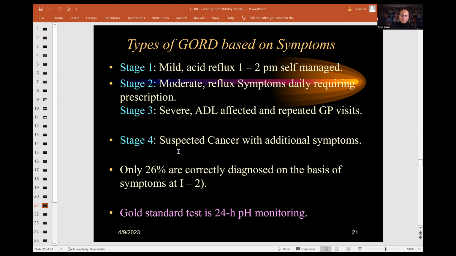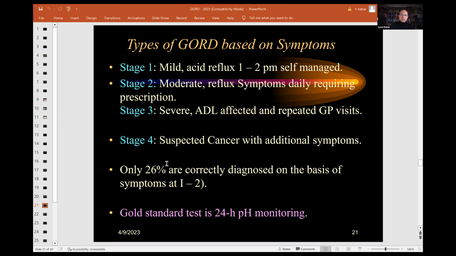Symptomatically, we now categorize GORD as stage 1 when it is mild and feeling of acid reflux, and it happens once or twice every month, but can be self-managed. No need for seeking attention. Stage 2 is when daily requiring prescription and moderate symptoms. Stage 3 is severe condition, the activity of daily living is affected, and repeated GP visits are the order of the day.